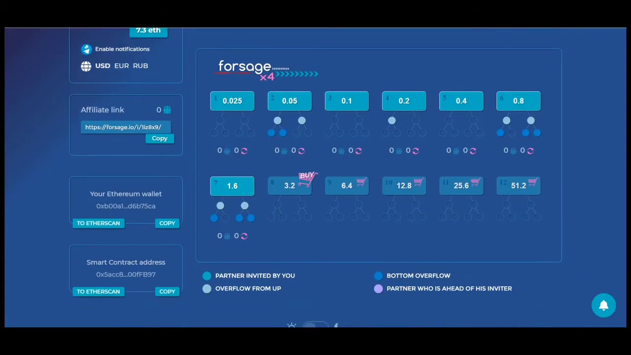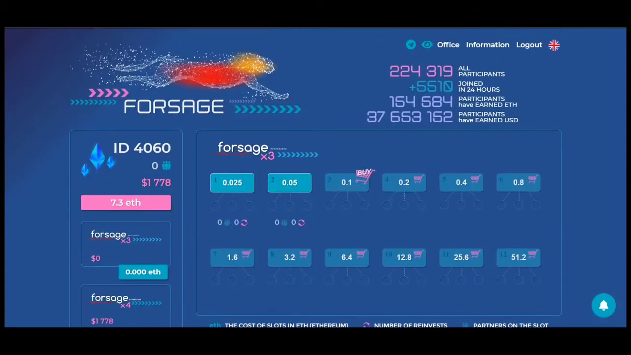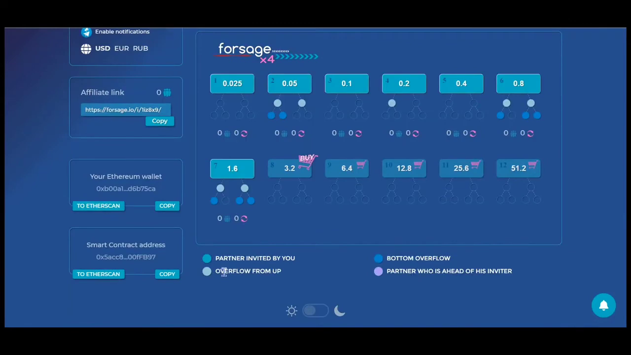So the critical thing to see right here, if you scroll down the page from the top to the bottom, there's a color chart here. The color of these dots correspond to those dots or circles up here. As you can clearly see right here in this turquoise color, it says partners invited by you. There's none. There's overflow from the top, as you can see here. And there's bottom overflow, as you can see in the darker colors. But there's not a single color of a partner that was invited by this person.